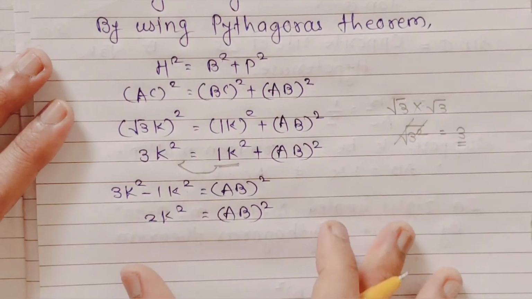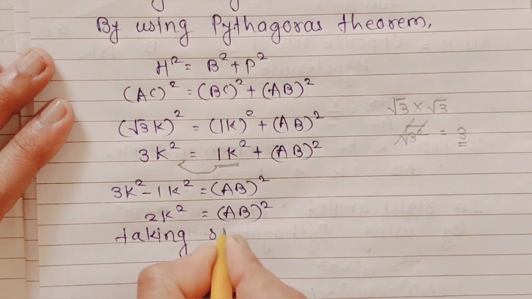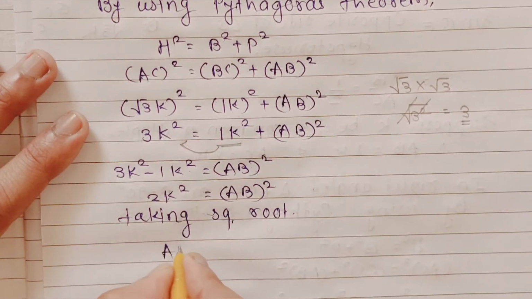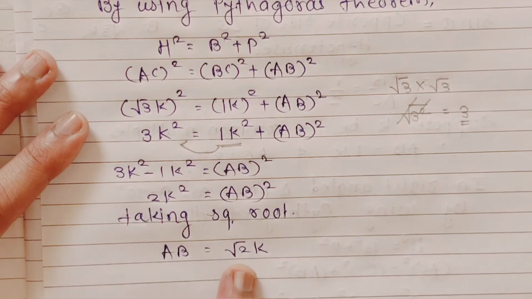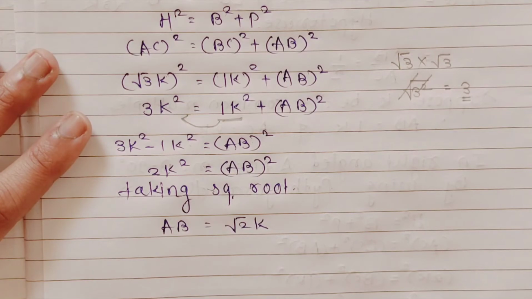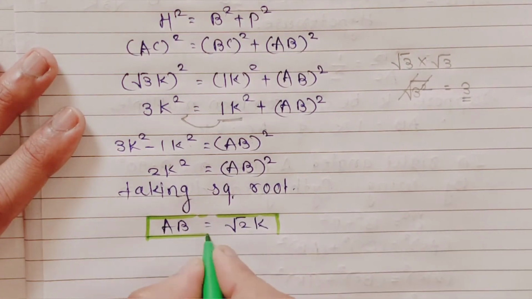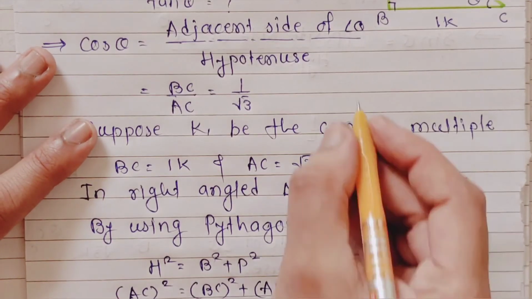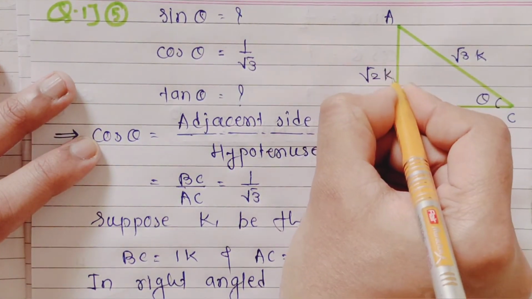So now taking square root from both sides. We can write AB is equal to root 2 into K. Is it clear? The square root of 2 is root 2. The square root of K square is K. That means AB is equal to root 2 into K. See the figure. AB is equal to root 2 into K. Is it clear?